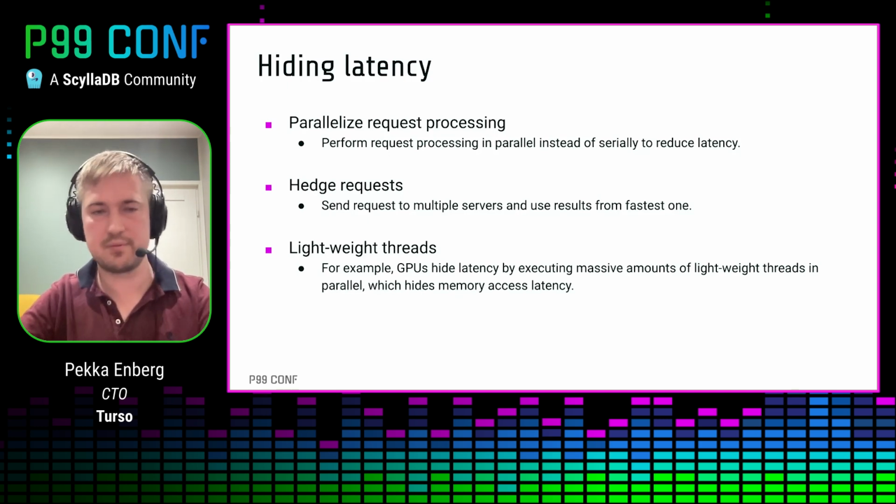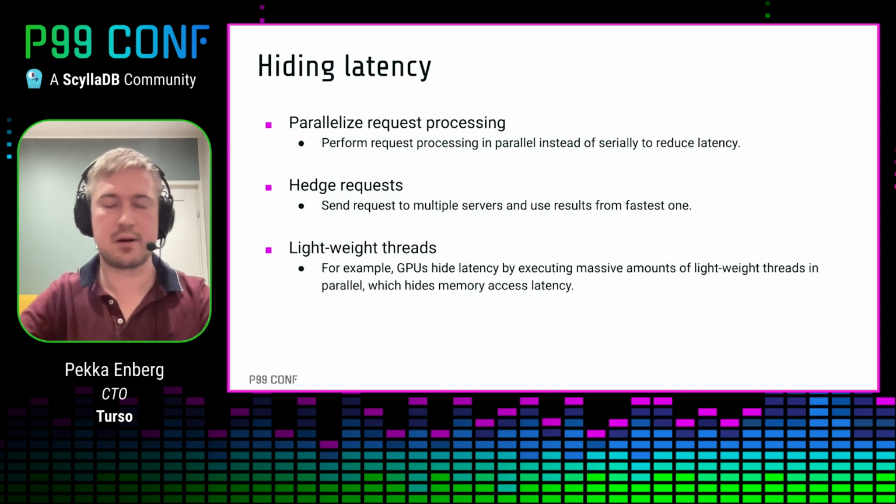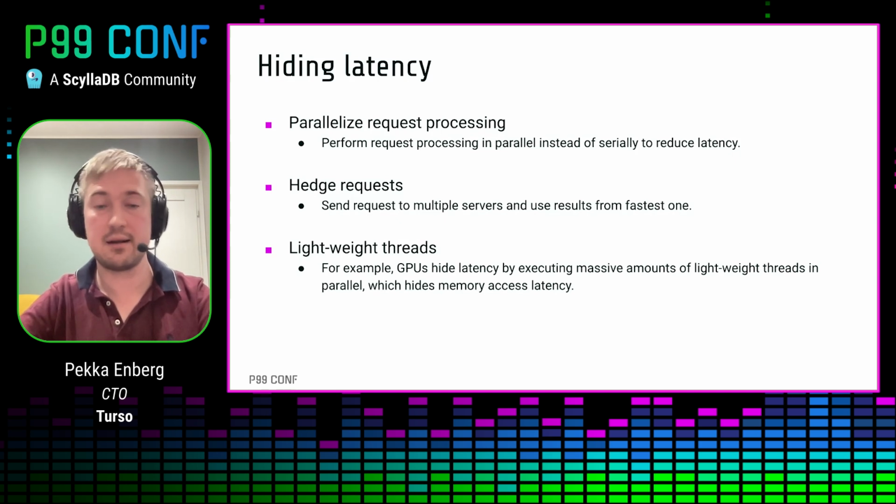And this is actually also something from the tail at scale paper I mentioned in an earlier part of this talk. And then finally, lightweight threads. So for example, GPUs hide high latency by just executing massive amounts of lightweight threads in parallel, which hides memory access latency. That's, I guess, the main trick why GPUs go so fast. But basically, you can apply this kind of approach also in user space.